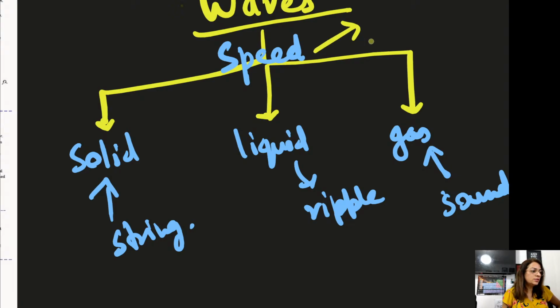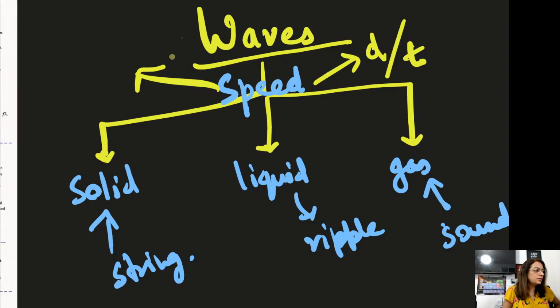Speed equals... very good. One is the normal one, distance over time. What is the other formula of wave speed? Come on, you know it.